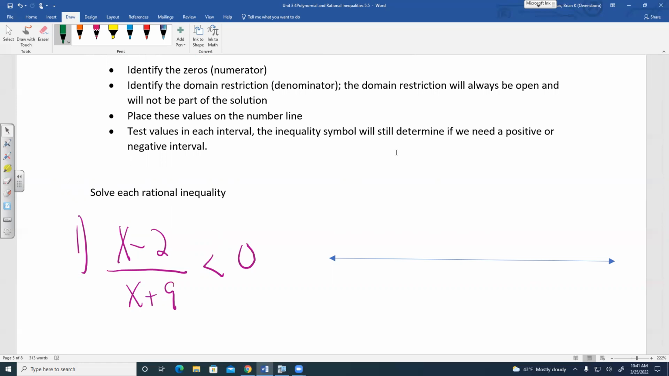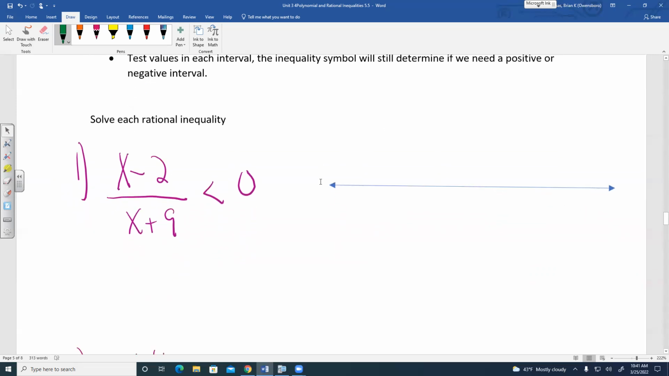And then we want to just test each one of these intervals. And the inequality symbol will need to be positive or negative in that situation, depending on what the inequality symbol is. So on this one, we didn't really get into a whole lot of behavior with these, so I'm not going to get into the graphing much. We're just going to do the old reliable, just test the intervals.